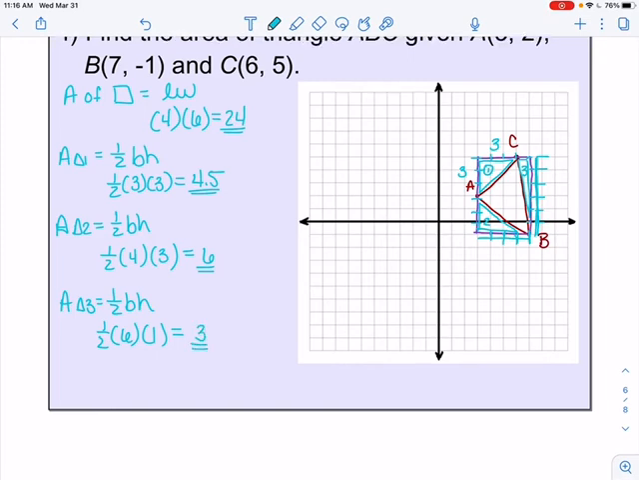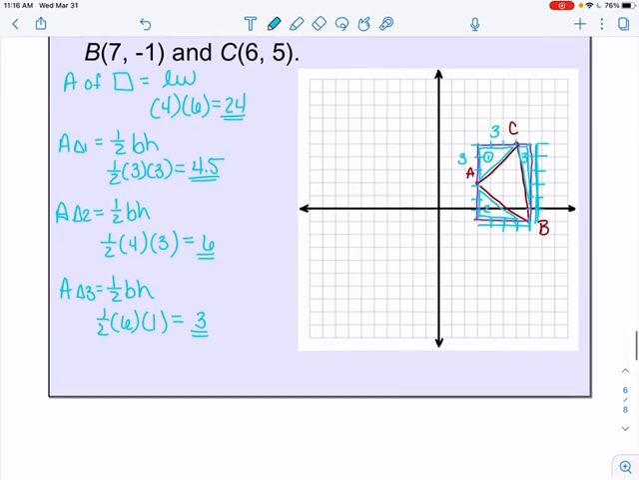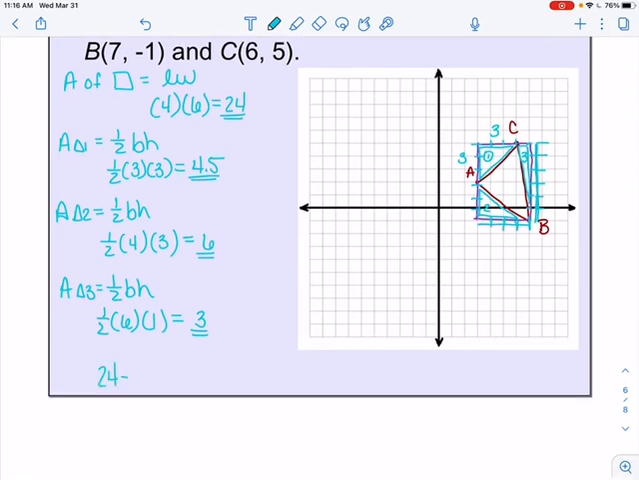So now we can take our full rectangle of 24 and subtract out those 3 areas of the triangles that we just found. So we'll subtract out 4.5, we'll subtract out 6, and we'll subtract out 3. And when you do that, your final answer here is going to be 10.5. So the area of that original triangle is going to be 10.5.